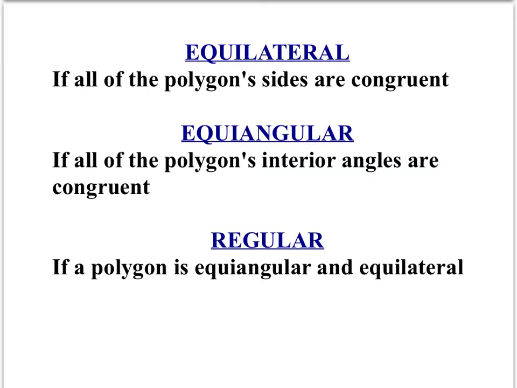We have other terms that we can use to describe a polygon. We've used equilateral and equiangular before talking about triangles, so those two concepts still apply to polygons. And we have this term regular. Now a regular polygon is a combination of both. So it's equiangular and it's equilateral. So that means all the angles are the same and all of the sides are congruent.